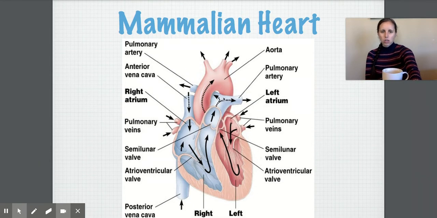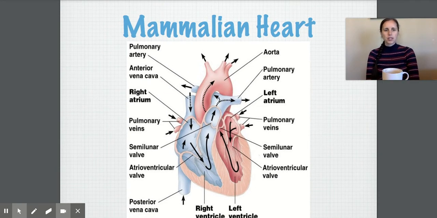Let's take a closer look now at the mammalian heart. So you don't have this diagram, but I do like to show it to you because you're going to see this again in grade 11 when we look at this in more detail. And it really just shows you all the different parts of the heart.